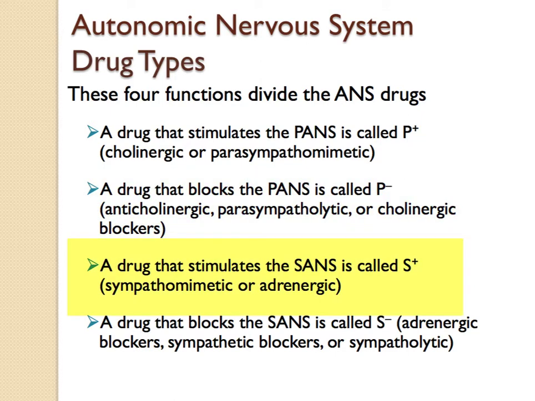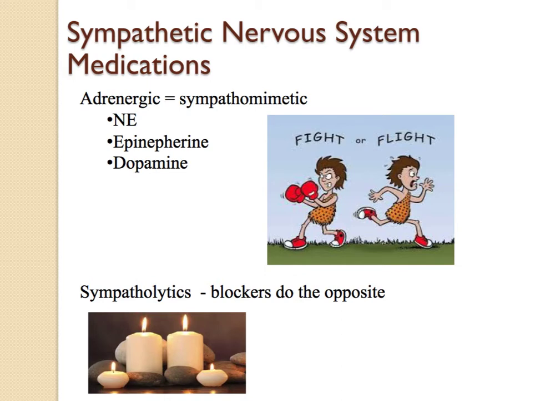A drug that stimulates the sympathetic nervous system is called a sympathomimetic, or you could use the word adrenergic. Or a drug that blocks the sympathetic nervous system is called an adrenergic blocker, or a sympathetic blocker, or a sympatholytic. A sympathomimetic amps you up, and a sympatholytic cools your jets. Kind of like think about it like a beta blocker.